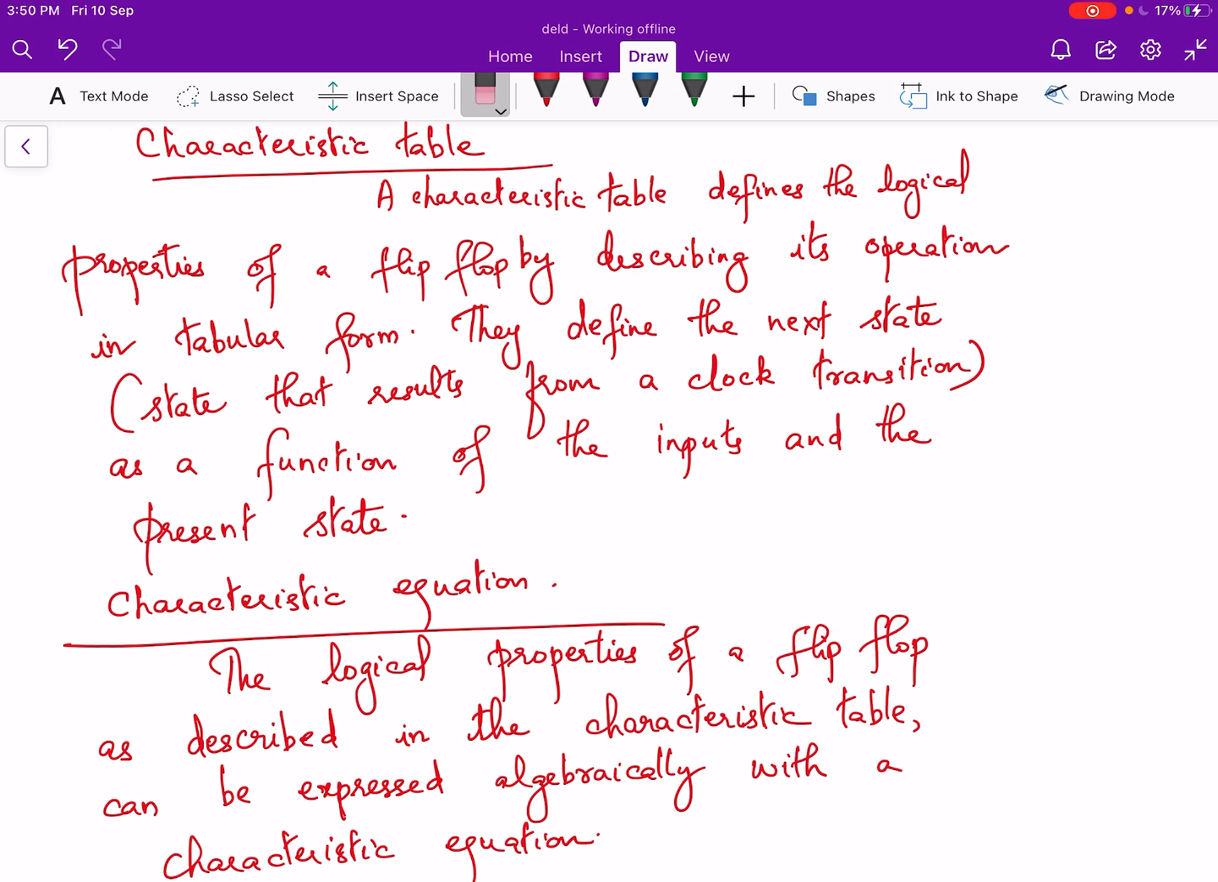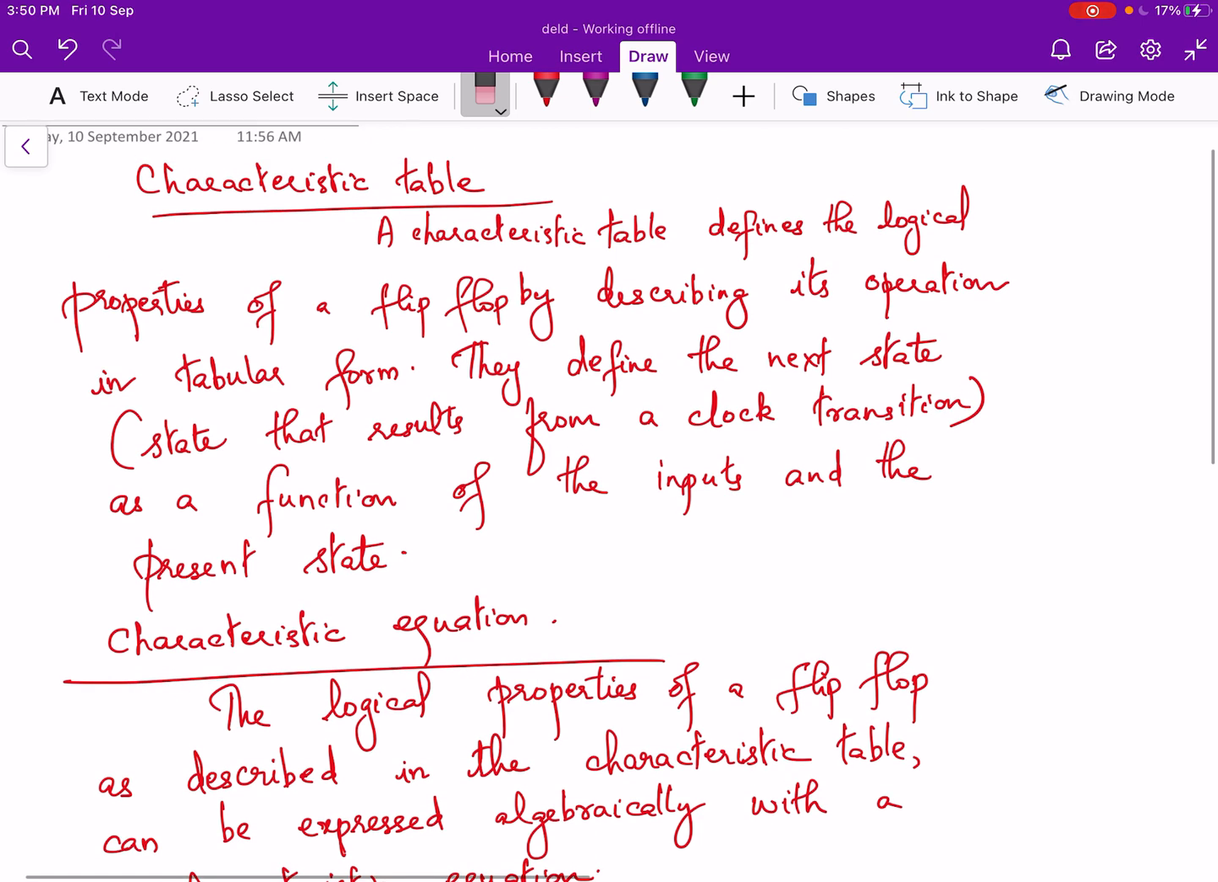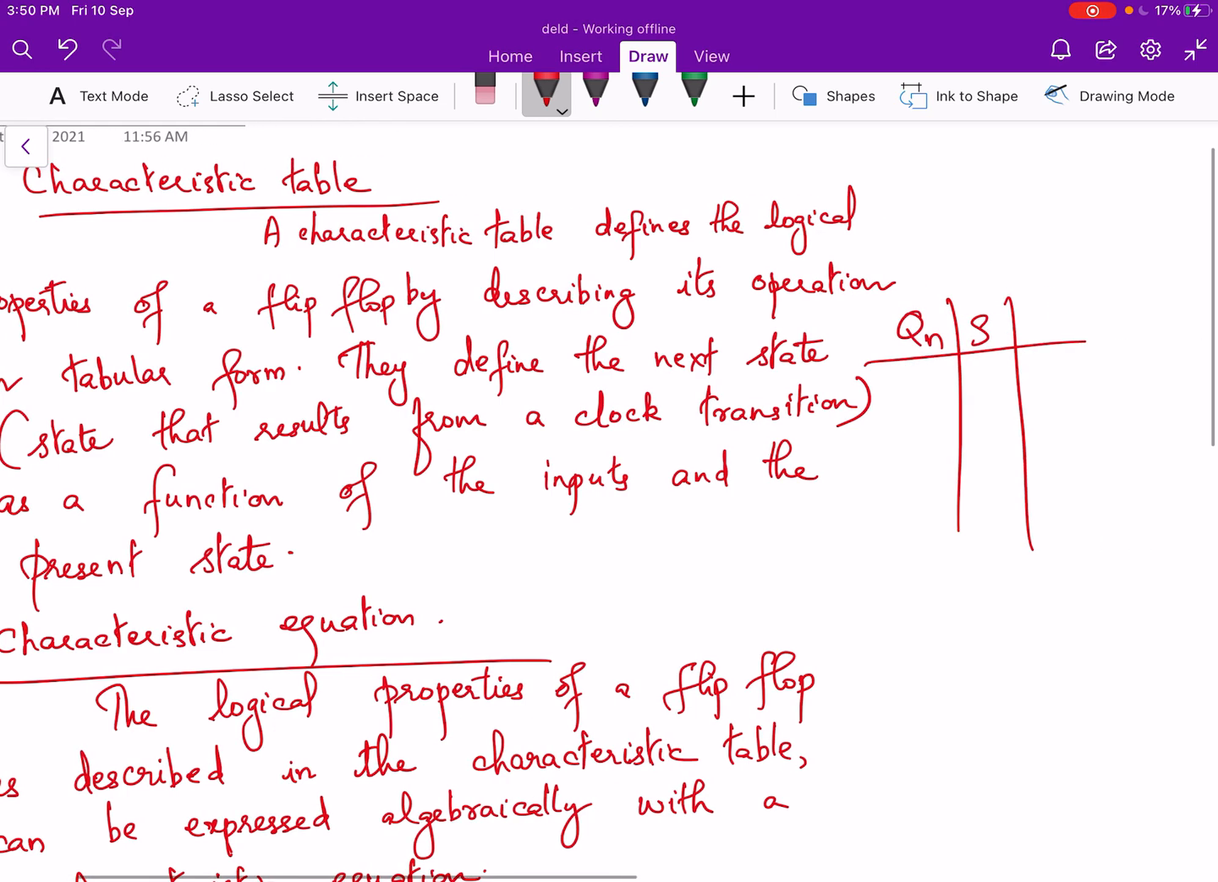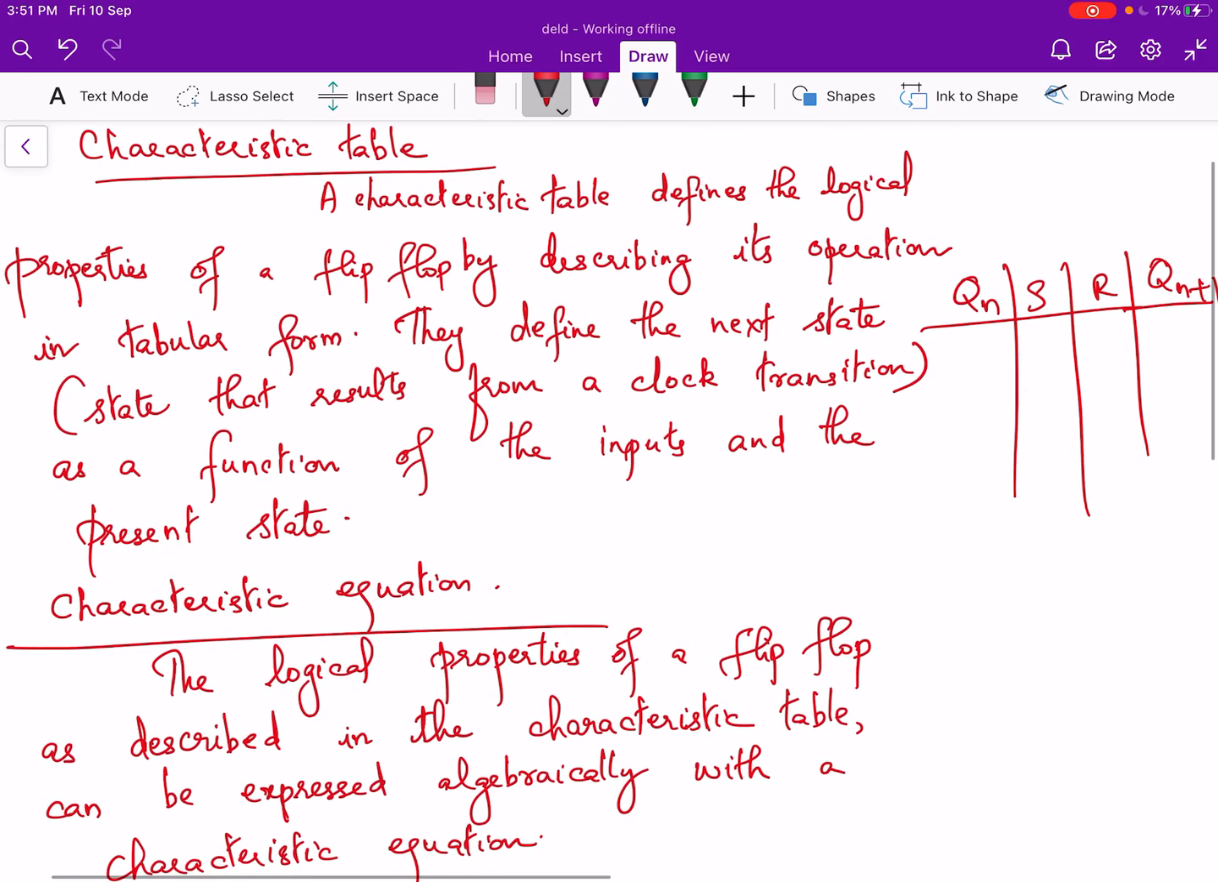So if we are taking the SR flip-flop, then the characteristic table of the SR flip-flop will include the next state as a function of inputs and the present state. So the next state will be Qn plus 1 and we are considering the present state as Qn. For an SR flip-flop, the inputs will be S and R. So we will define the next state, that is Qn plus 1, in terms of S and R and Qn. So that is called the characteristic table. So for an SR flip-flop, we will be representing Qn plus 1 in terms of Qn, S and R. So this table is called the characteristic table.